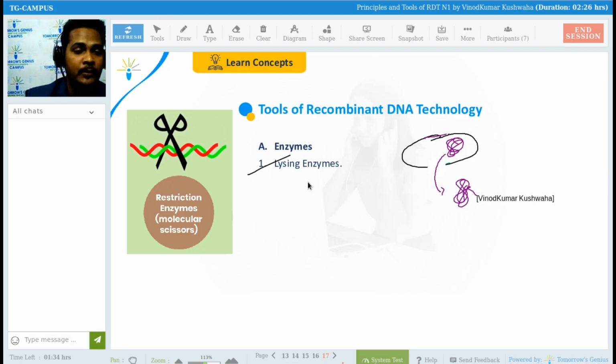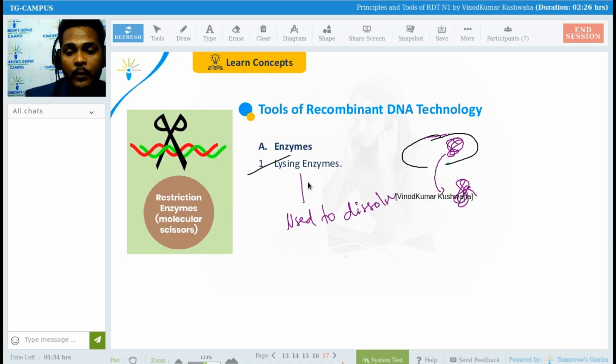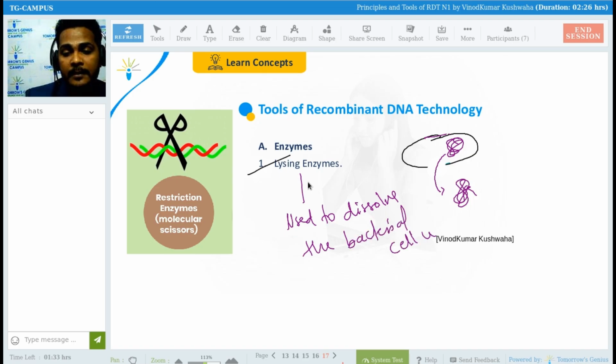So this is the DNA which is isolated, right? This enzyme is basically used to open the cell to get the DNA from the experiment. Sometimes lysozyme is usually used to dissolve the bacterial cell wall. Keep in mind, lysine is always used to dissolve the bacterial cell wall. Lysis, lysine means to degrade the cell wall.